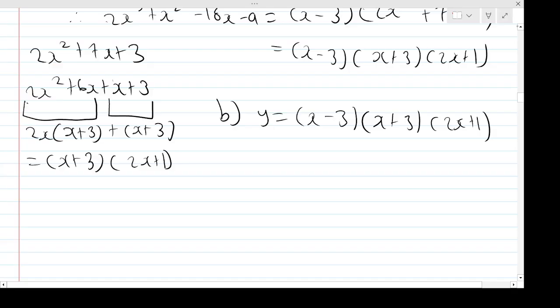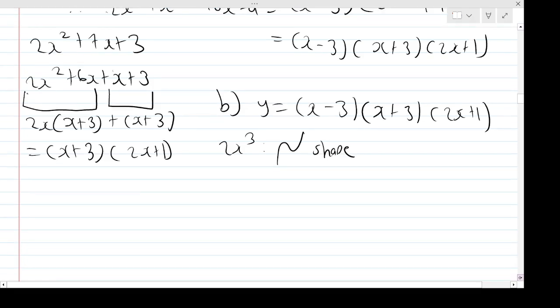Is it a positive shape like that? Or is it a negative shape going down like that? Well, that's going to depend on the sign of the x cubed term. What's the x cubed term? Well, it's x here times 2x. That's 2x cubed. So it's positive 2, so it's a positive shape. There we are. So that's the sort of shape our cubic's going to look like.